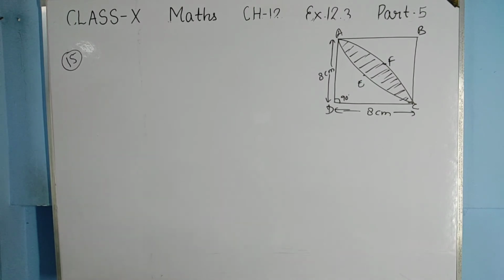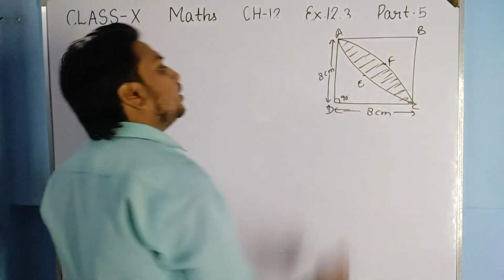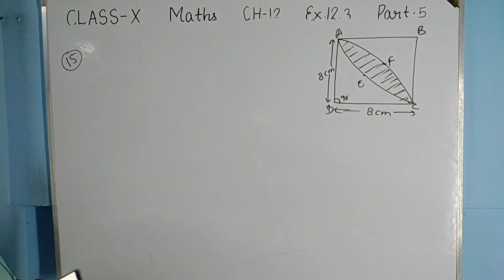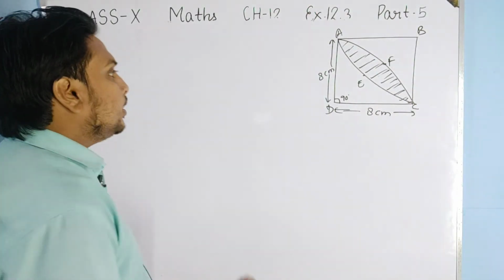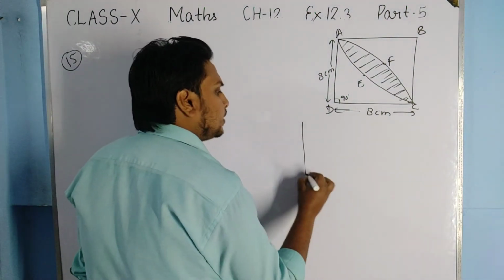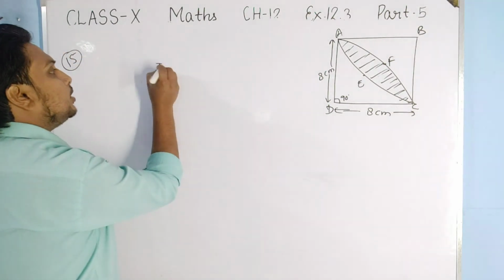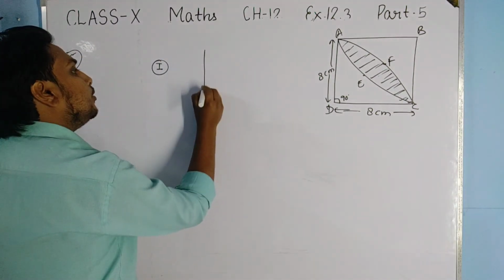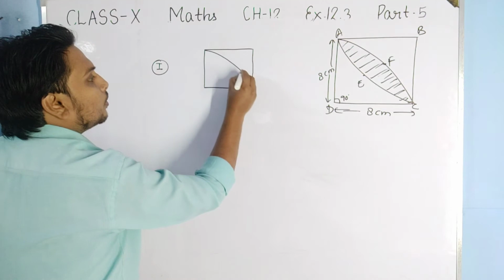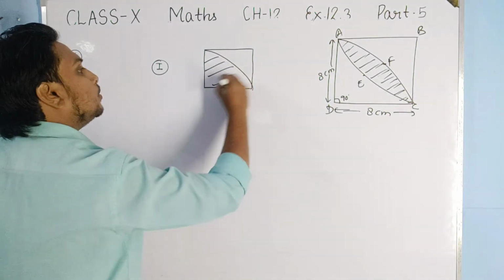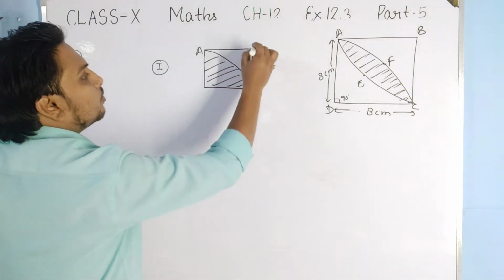So how can we find the area of this shaded region, means AECFA? Okay, how can we find it? See students, if we try to understand this question step by step, then in the first step, you will find the area of this quadrant.